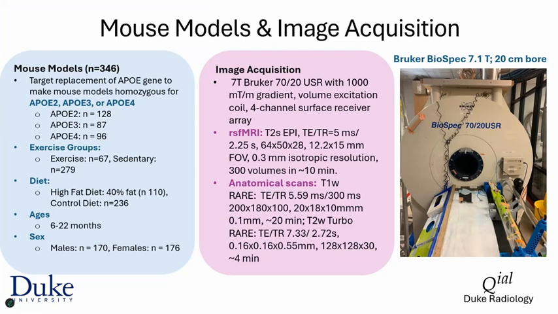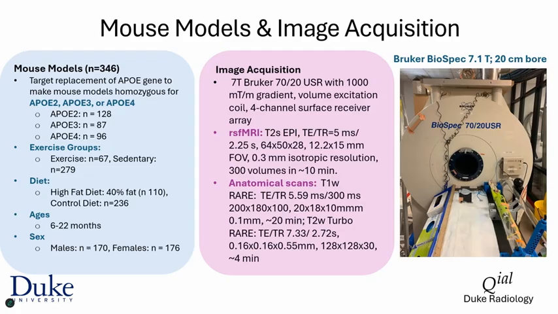We acquired our images using a 7 Tesla Bruker scanner with volume excitation coils and a 4-channel surface receiver array. We also acquired our resting state fMRI images using a T2 star echoplanar imaging protocol with around 300 volumes, and volumes are time points. We did this for 10 minutes to generate images with a 0.3 millimeter resolution. For anatomical scans, we used the rare protocol. We did a turbo rare and a regular rare.